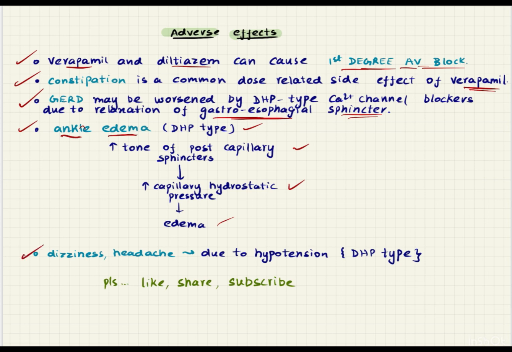And last but not the least, dizziness and headache. Dizziness and headache are manifestations of hypotension, often seen with DHP type of calcium channel blockers, which tend to produce excessive vasodilation, sometimes leading to these kinds of side effects.